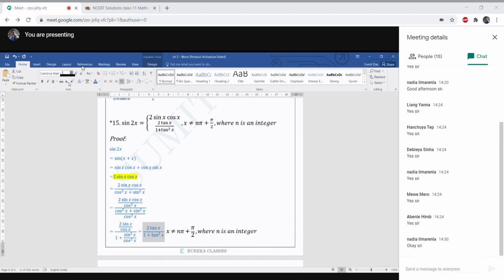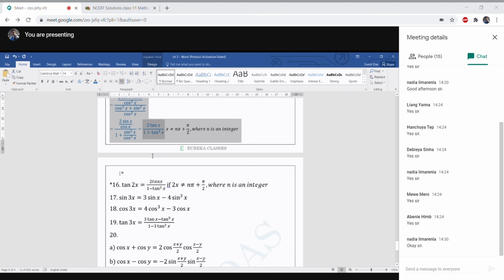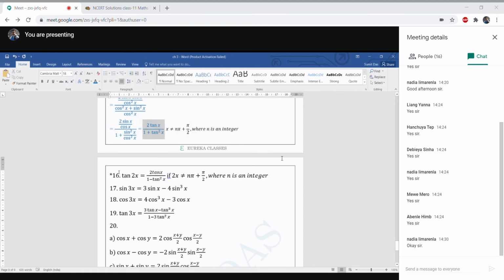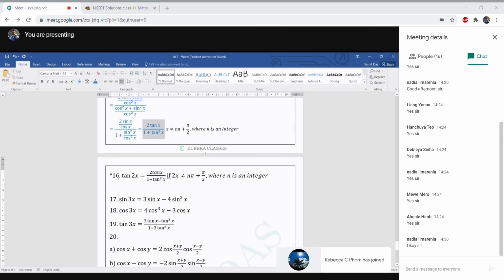So find any doubt regarding these two formulations. Similarly, tan 2x also you can find by yourself. I'm not doing tan 2x because you can easily put in the formula. Next, sine 3x and cos 3x, all you can do using the formula. You can try by yourself.